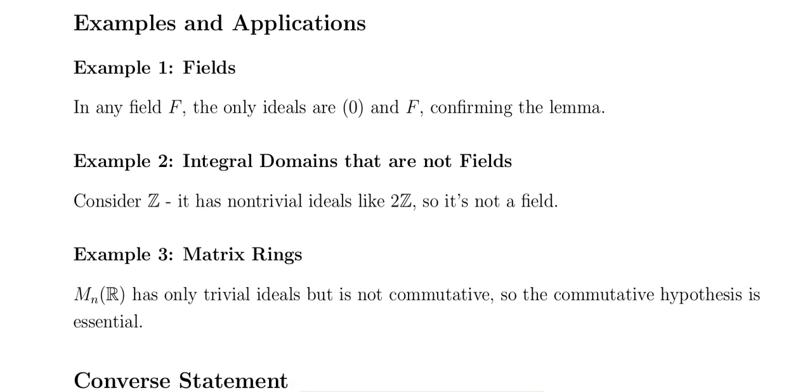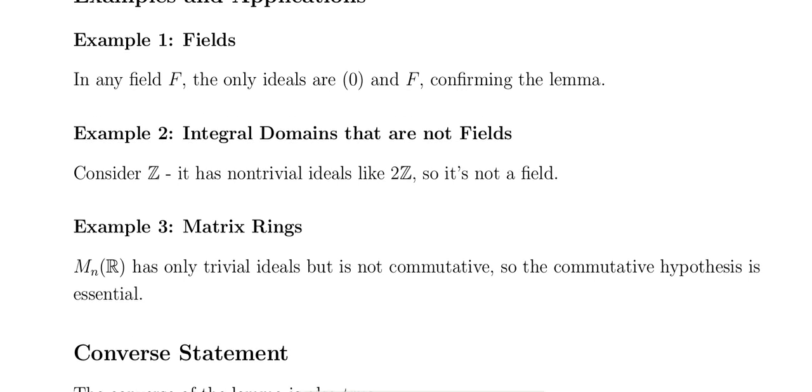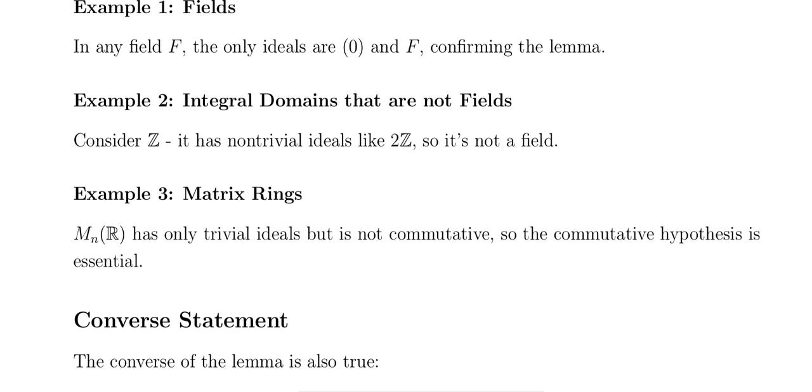We saw this already, that is the only ideals are 0 and F in the case of the field. And consider Z, it has non-trivial ideals like 2Z, so it is not a field. The matrix ring has only trivial ideals, but it's not commutative. So the commutative hypothesis is essential.